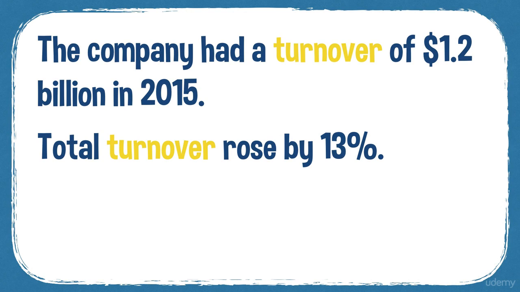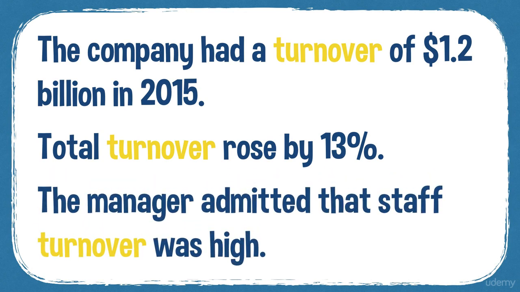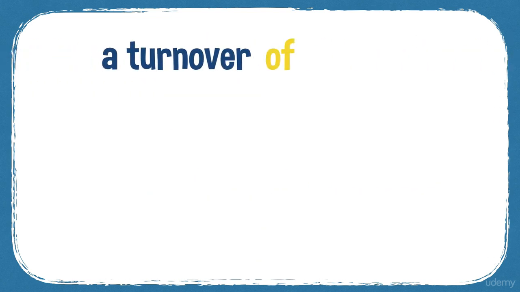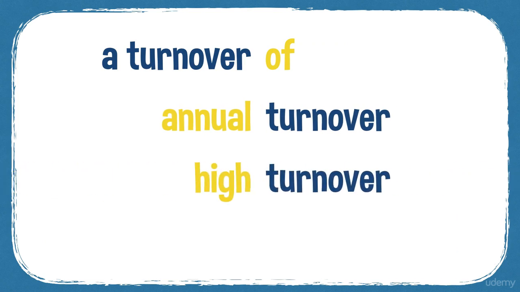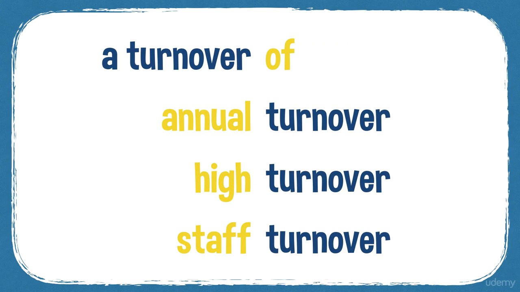The third sentence is a slightly different use of the word turnover. The manager admitted that staff turnover was high. Staff turnover is the staff leaving the company. So if staff turnover is high, it's usually a bad thing because lots of staff are leaving. So staff turnover, different use of the word turnover. You can have a turnover of, annual turnover, high turnover, staff turnover.